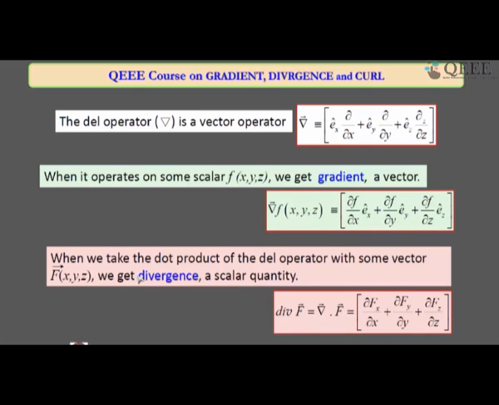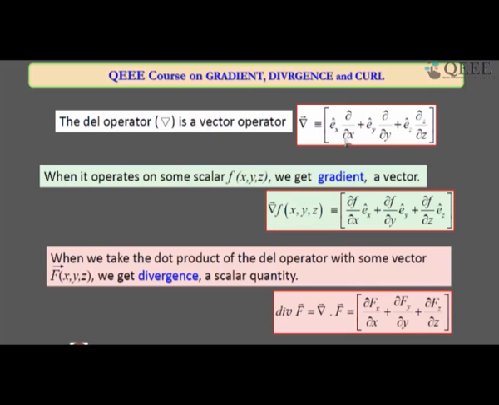We will be repeating the formula from the last class. The del operator is this symbol. The del operator is a vector operator. It operates on something and gives you something. Let us see what it does to physical quantities.